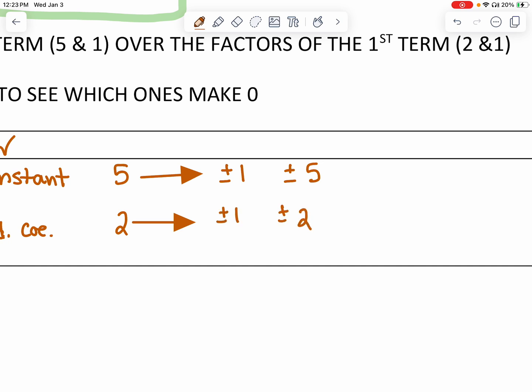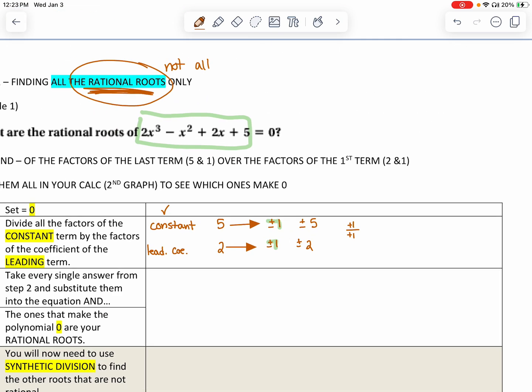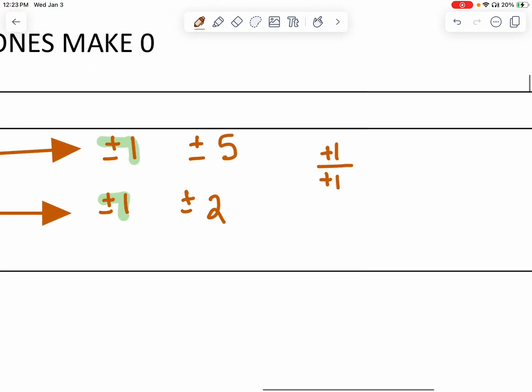So I have to do positive 1 divided by positive 1. I have to do, let me see what else we have. Take every single answer and substitute. Okay, so that's the first one. I have to do negative 1 over positive 1.